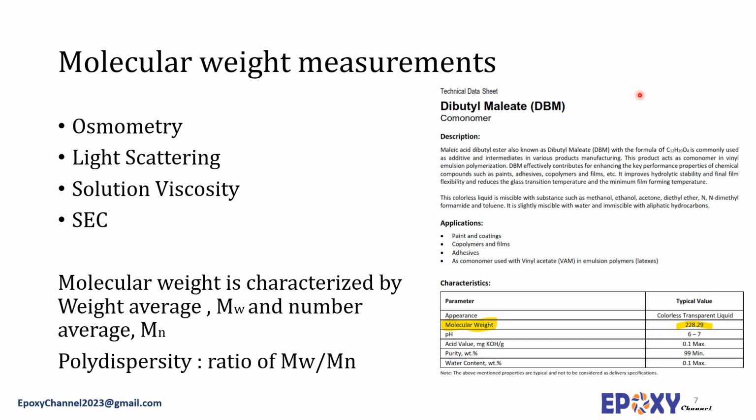Molecular weight can be measured based on different methods. Osmometry is one of the methods which is often used. Light scattering, solution viscosity, and more often SEC, or size exclusion chromatography, will be used to report this value. Molecular weight is characterized by weight average molecular weight and number average molecular weight, which are represented by Mw and Mn. And polydispersity is the ratio of weight average molecular weight divided by number average molecular weight.